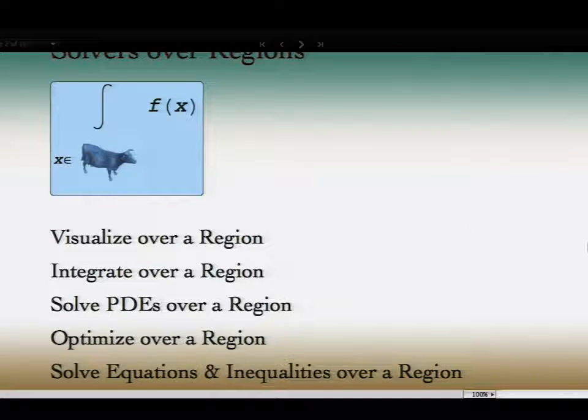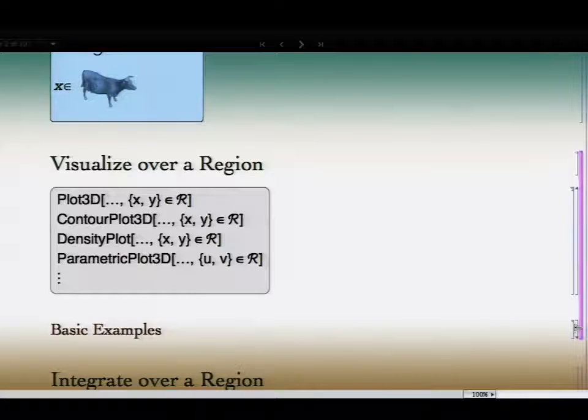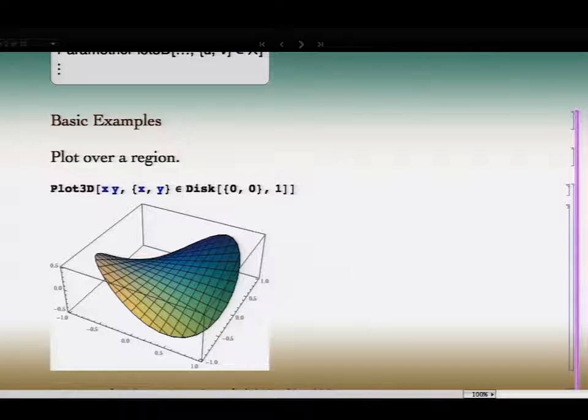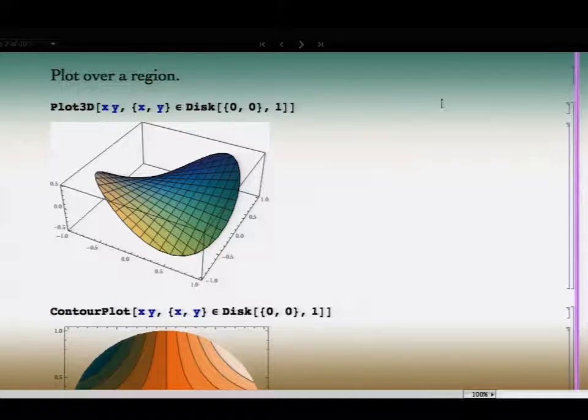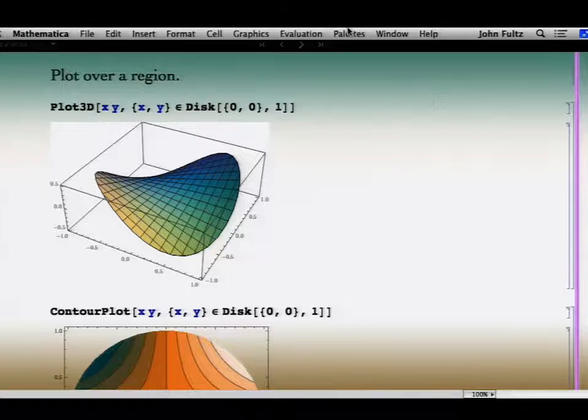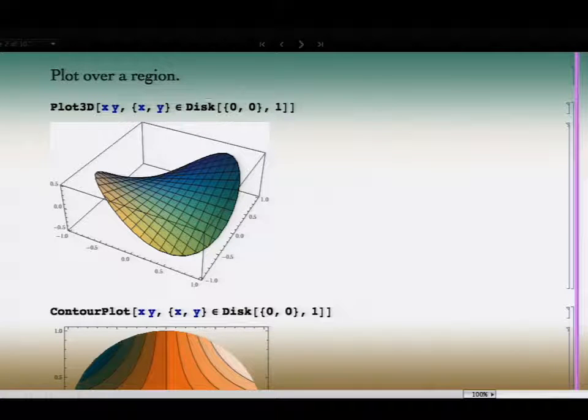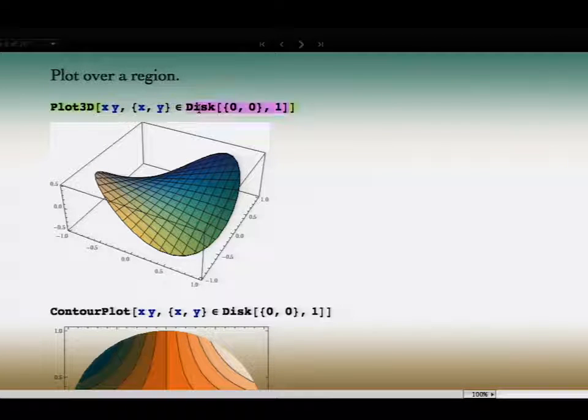This is not a fake example. This actually works, the one that you see there on top. And who doesn't need to do that? One of the things that you can do is, I'm going to introduce regions without introducing regions, but talk about how you can use them. So we can do plot over regions.